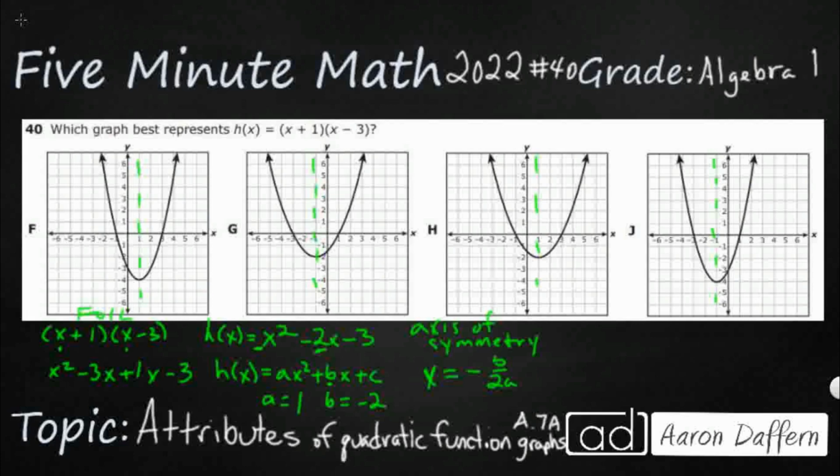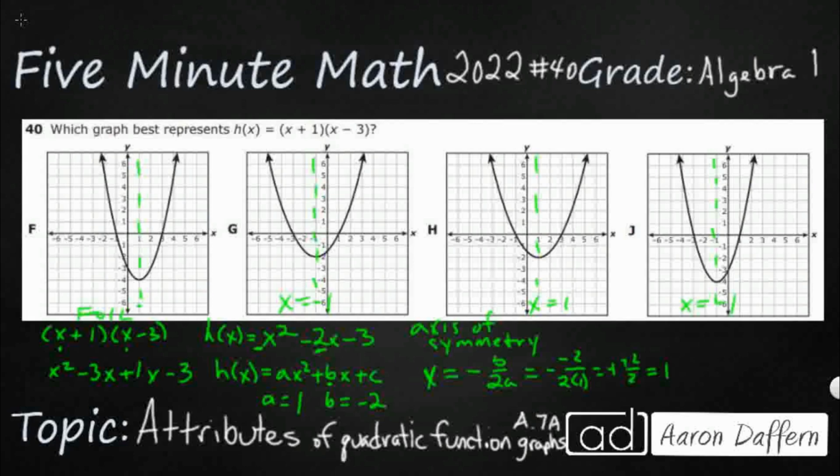Okay. So it's negative b, so that's negative 2, and then 2a, 2 times 1, so that's going to be negative, and then negative 2 over 2, so that's going to be negative over with negative 1. These two negatives are going to go ahead and make a positive, so 2 over 2. Okay, so my axis of symmetry is x equals 1. Right, so I see this right here. F has got an axis of 1. This is x equals negative 1. This is x equals 1. And this is x equals negative 1.